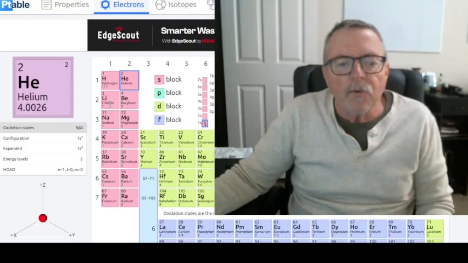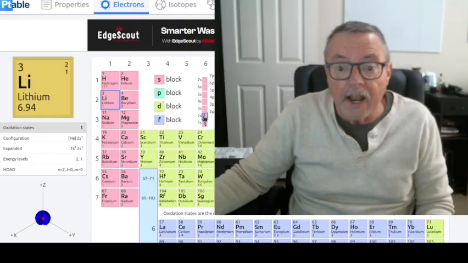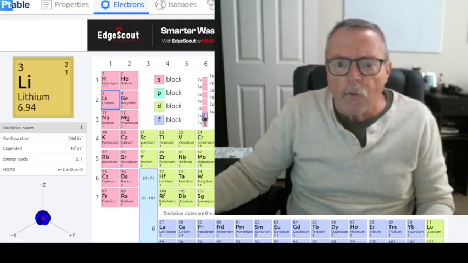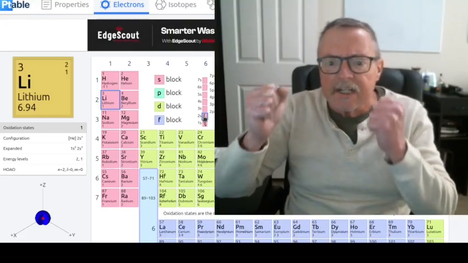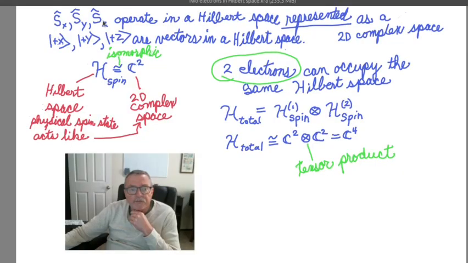And you've got to go up to lithium, where you add another electron here. So hold on to your hats. We're going to dive into this with a fierce attitude. If these items, the little hat over it indicates a spin operator, the X indicates the X-axis, Y and Z.